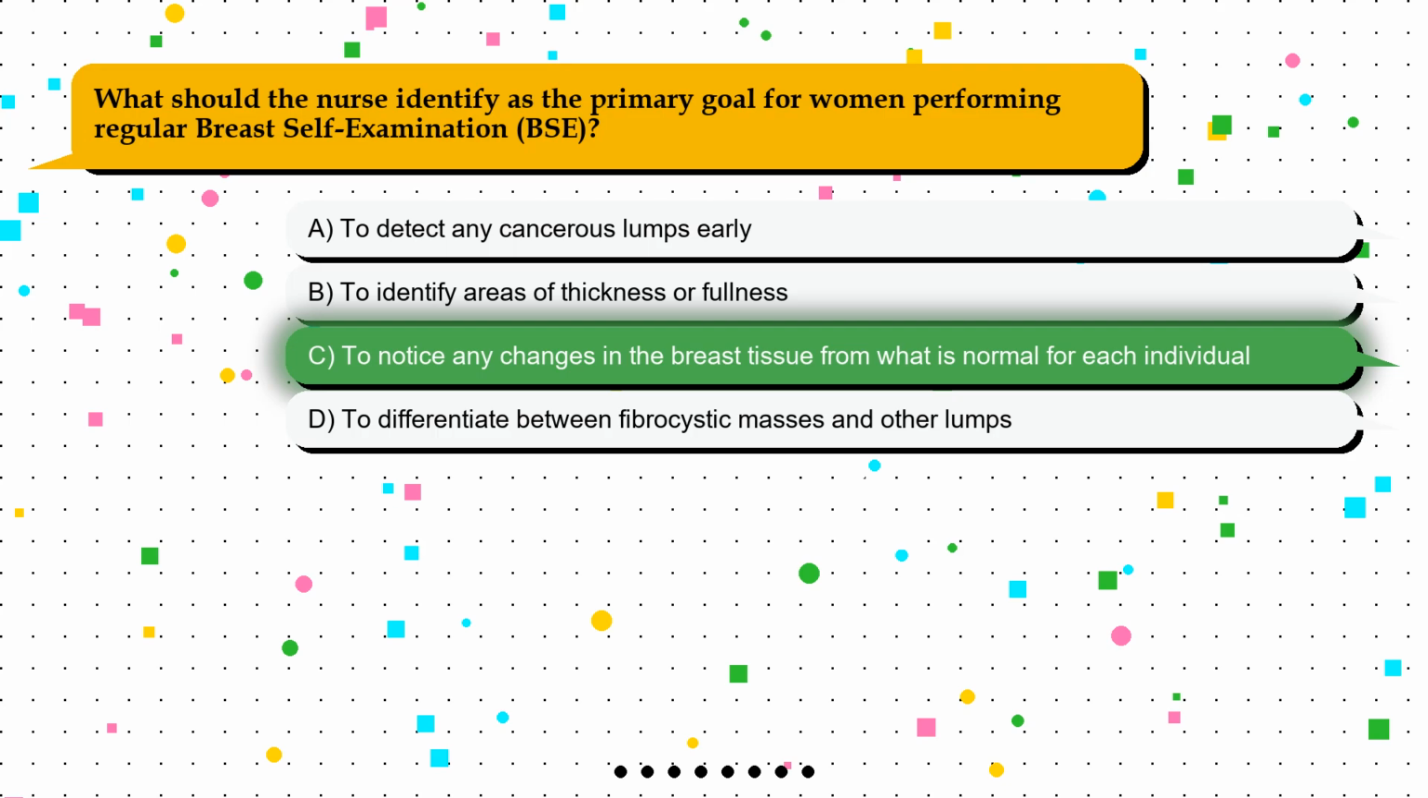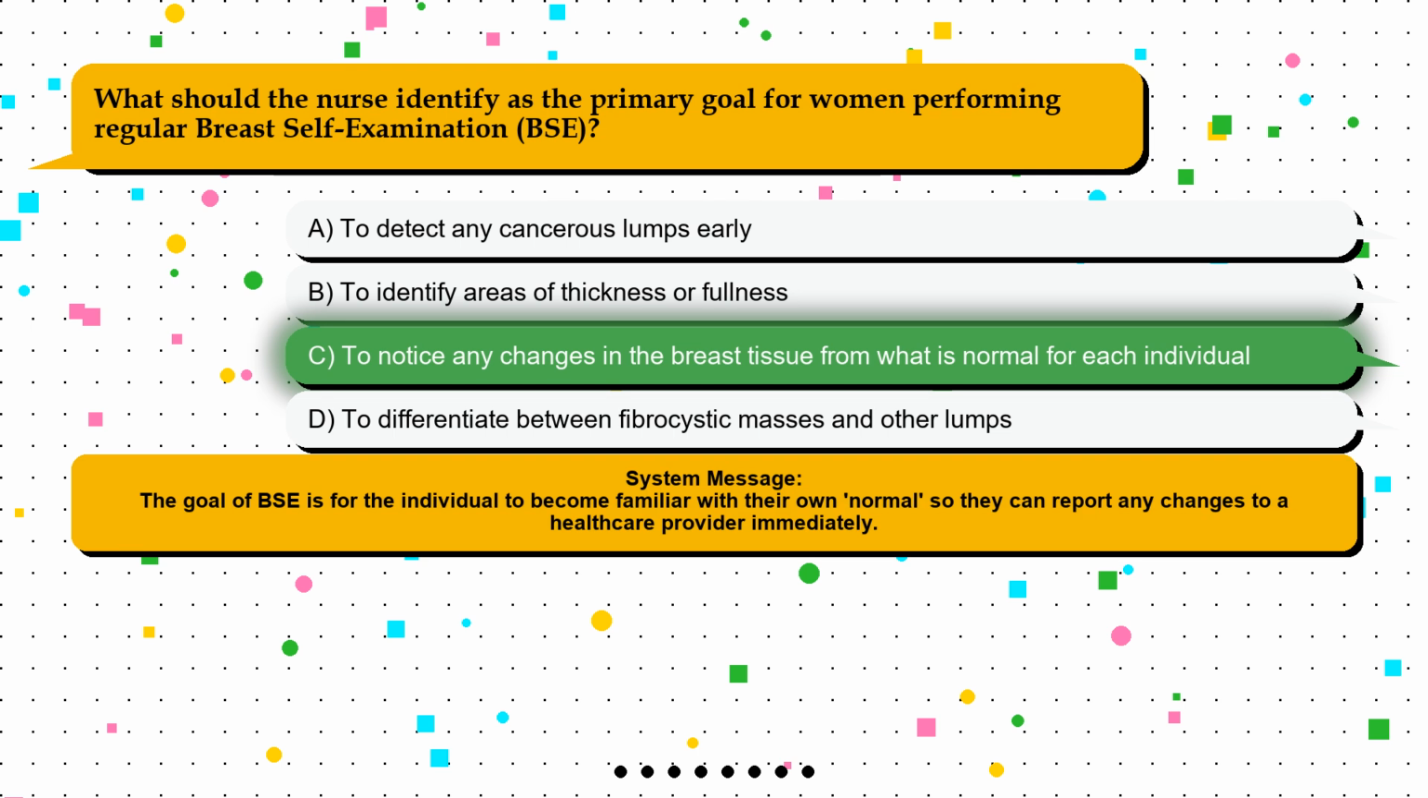The correct answer is option C. To notice any changes in the breast tissue from what is normal for each individual. The goal of BSE is for the individual to become familiar with their own normal so they can report any changes to a healthcare provider immediately.